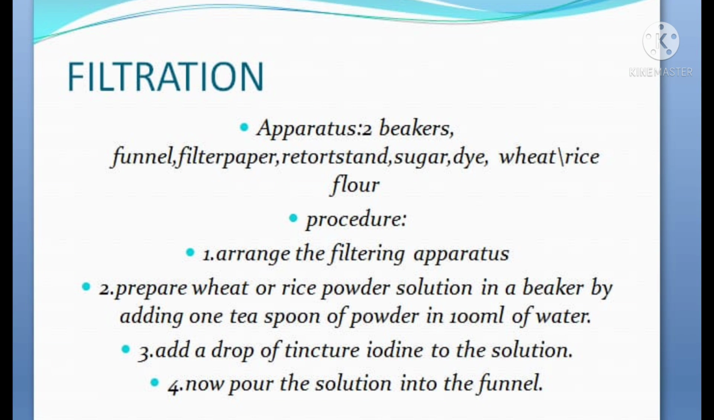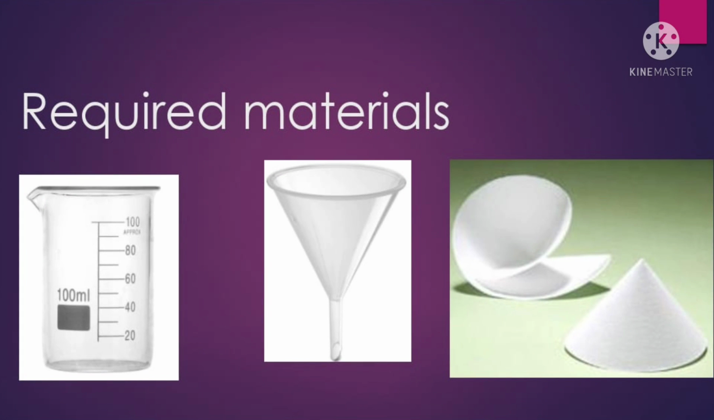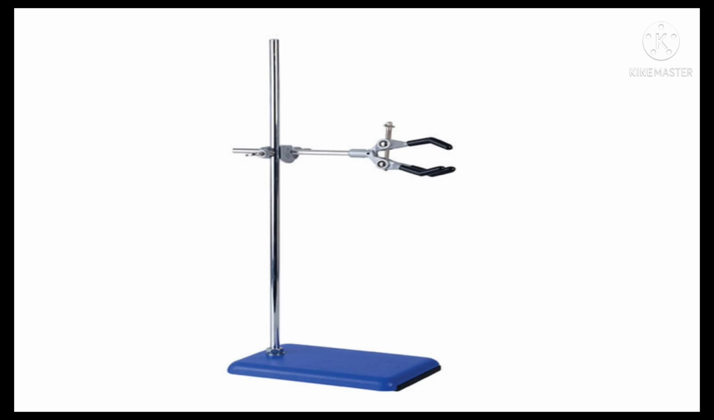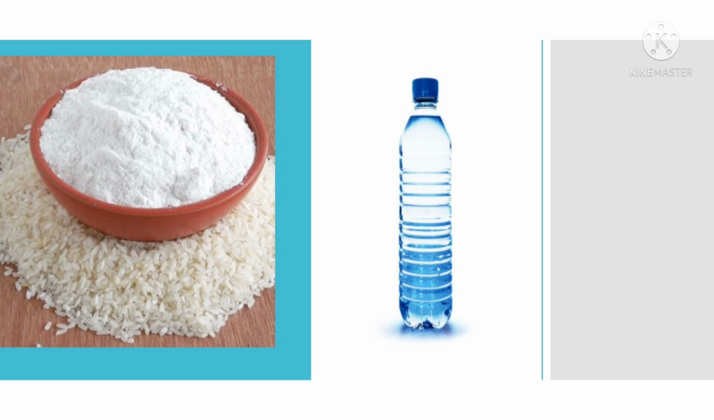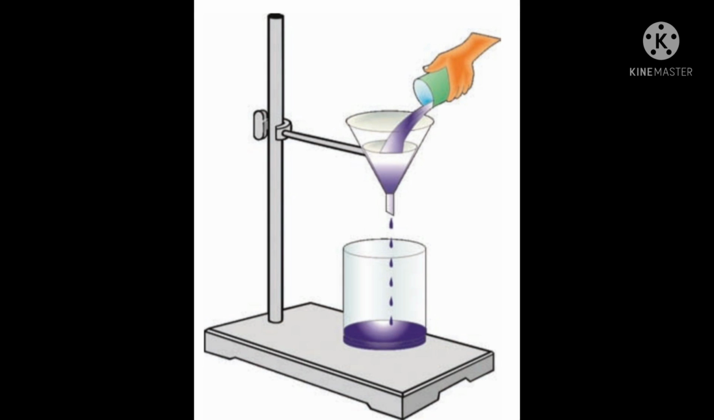To understand how materials may be moving in and out of cells through the cell membrane, let us do the following activity: filtration. To perform this activity, we need the following materials: 2 beakers, funnel, filter paper, retort stand, sugar, dye and wheat or rice flour, 500 ml plastic bottle, cotton cloth. Procedure: arrange the filtering apparatus.